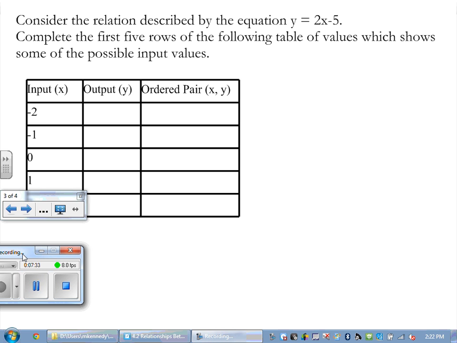Now what would my ordered pair be? If my input's negative 2, my output's negative 9, my ordered pair would be (negative 2, negative 9). It's whatever your input was, and it's whatever your output was. Like that. Do the other 4 on your own. It should be quick. You should be working.